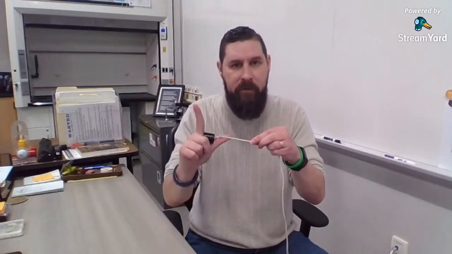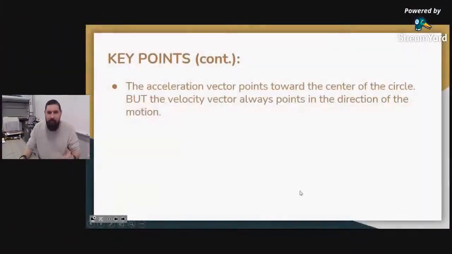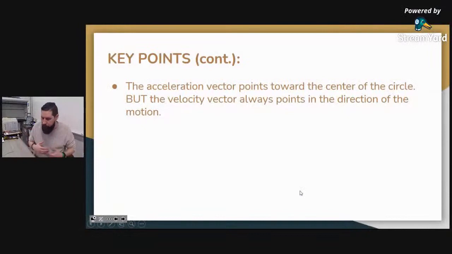So anywhere along that circular path, I know which direction the velocity is trying to carry it, and I know the direction along which acceleration is acting. Okay? So just a little helpful hint to you on how to figure out which way those two vectors are pointing. Okay? So again, acceleration vector always towards the center, velocity always points in the direction of the motion.